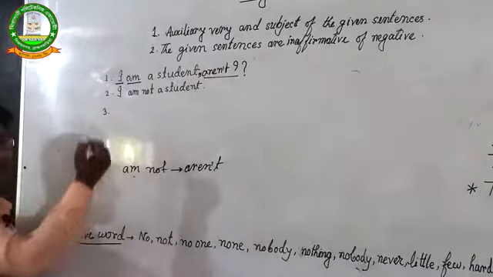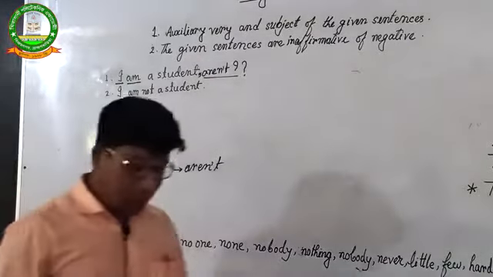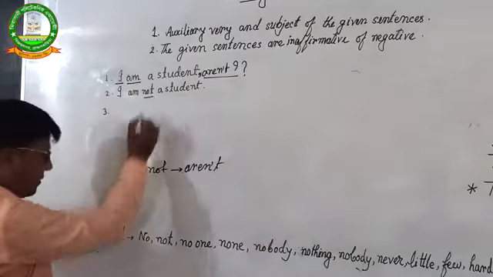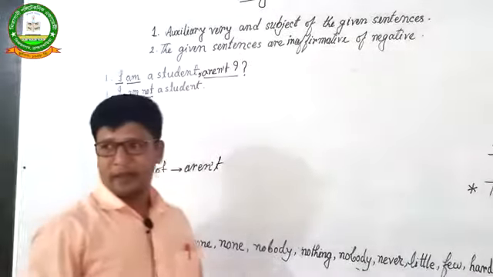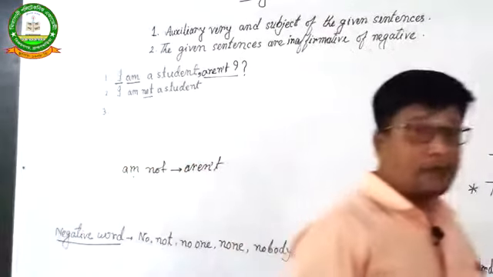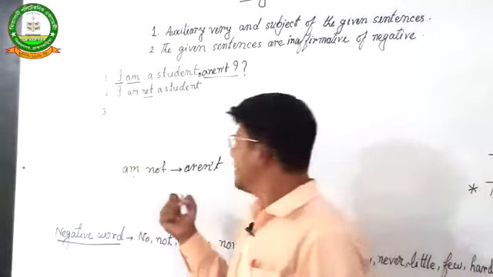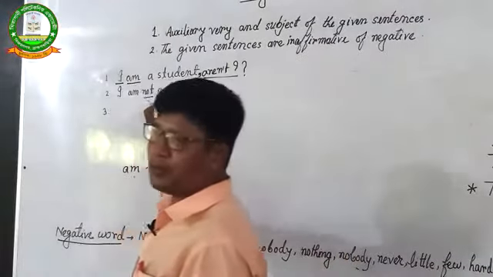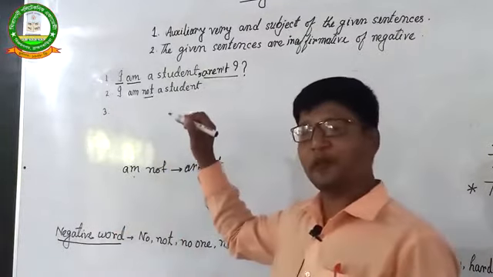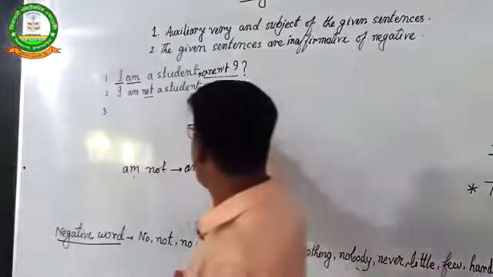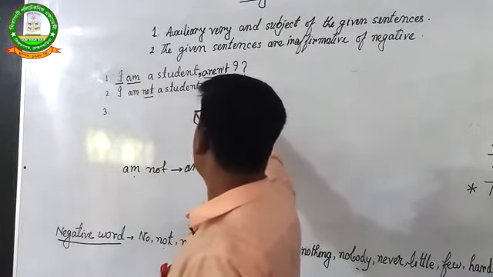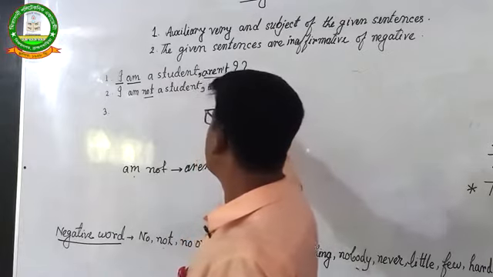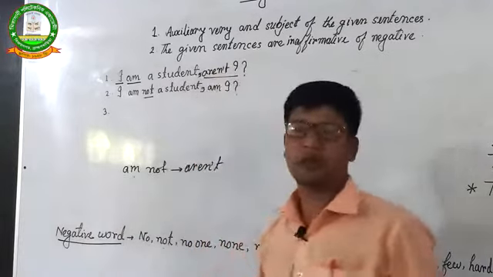Second, I'm not a student. This is a negative form because we find a negative sign here, not. So it is a negative sentence. What will be the tag question of this sentence? It is a negative sentence, so we will add the affirmative form of the auxiliary verb. Affirmative form: am. Here, comma, am, and the subject, and at the end of the sentence you have to put a question mark.